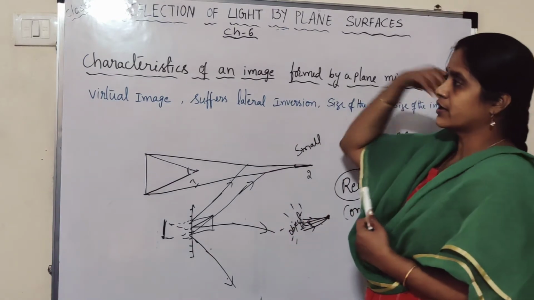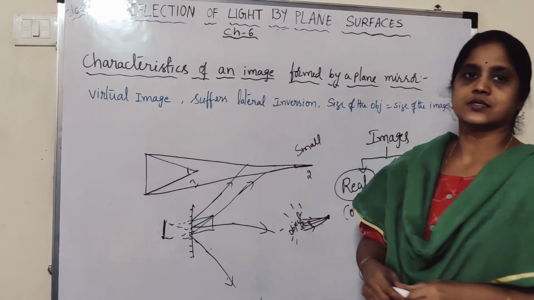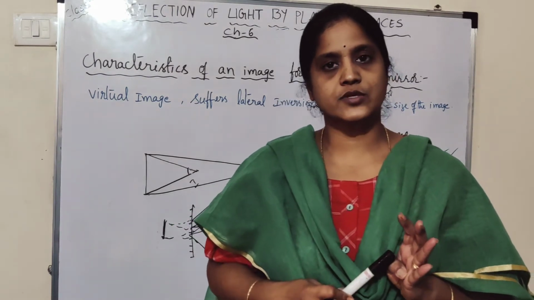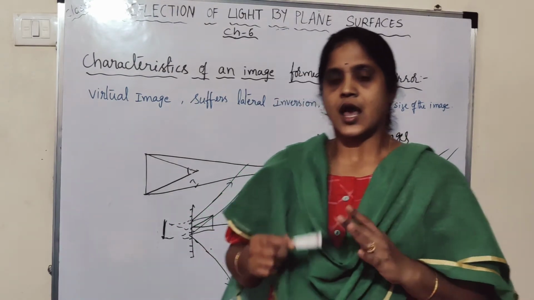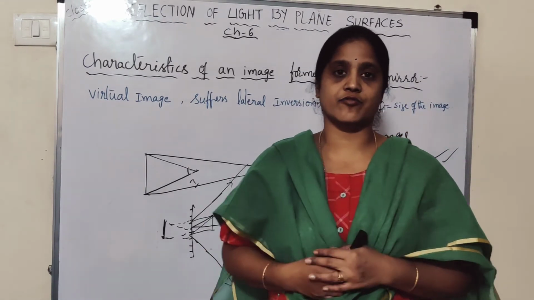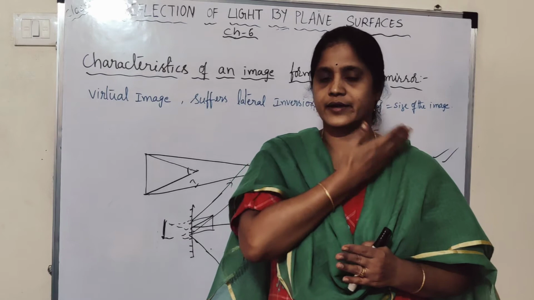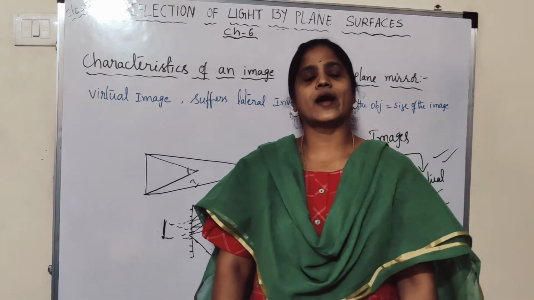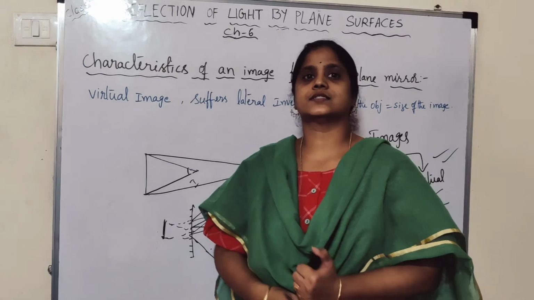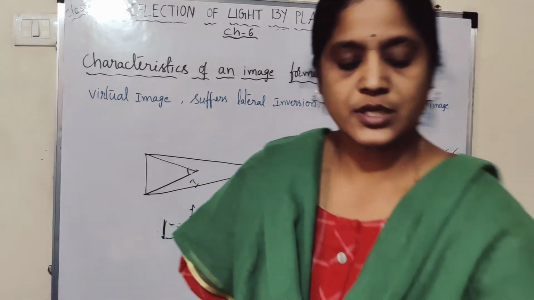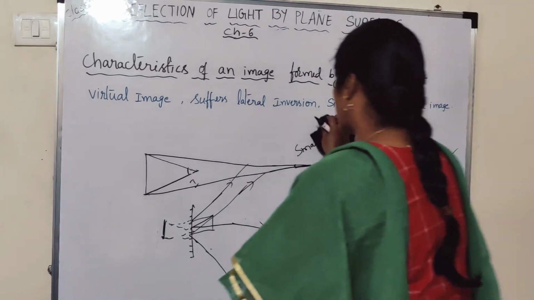Now the last point, characteristics of an image by a plane mirror. In a plane mirror, the size of the object is always equal to the size of the image, and our image always shows lateral inversion. Left is right, right is left. Left hand appears as right hand, like that we get. Why do we get such a lateral inversion image by using a plane mirror? That I will also explain.